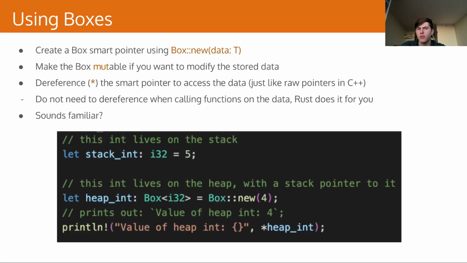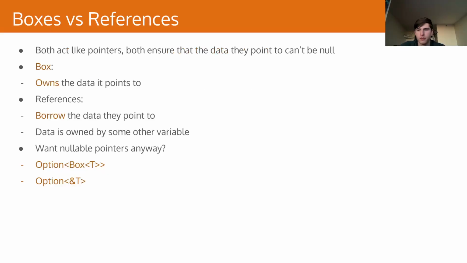Boxes are the easiest to use in Rust. You simply do Box::new, just like you do new in C++, but you do Box::new with the data you want inside. If you want to make it mutable, you can declare mut to modify the stored data, like let mut heap_int = Box::new(4). You can also dereference it, just like you would in C++. When calling functions on this data, Rust will handle it for you.